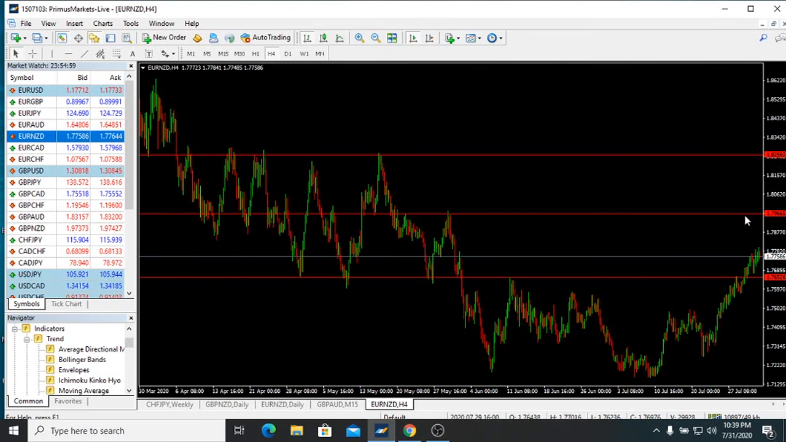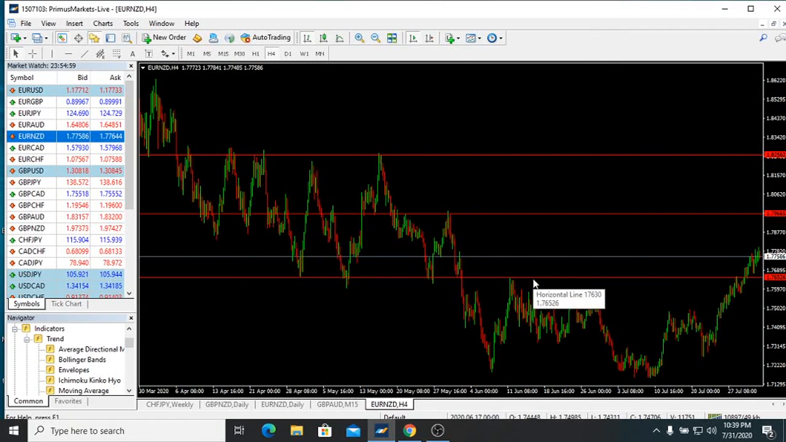But if this is not broken, then this trade will come back down to test this support here. Once it tests this support, then it will make its way officially back up, break through this resistance, and then go and test this one, which is the next resistance up here. So this is what to expect with EURNZD.